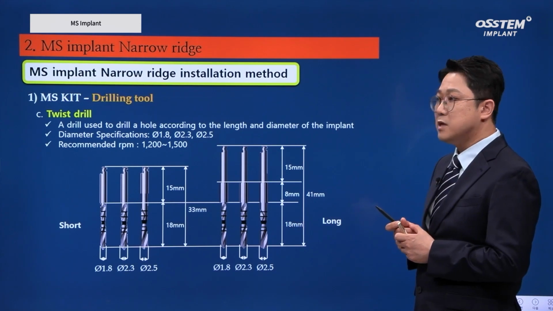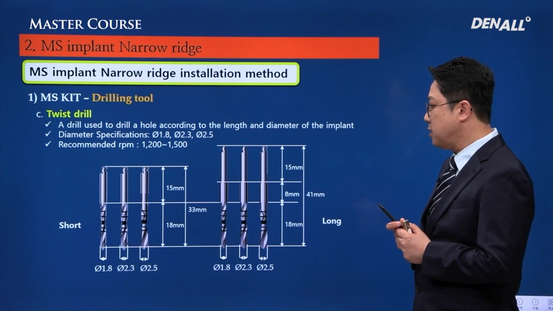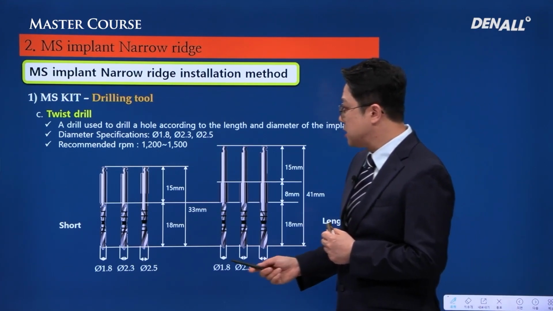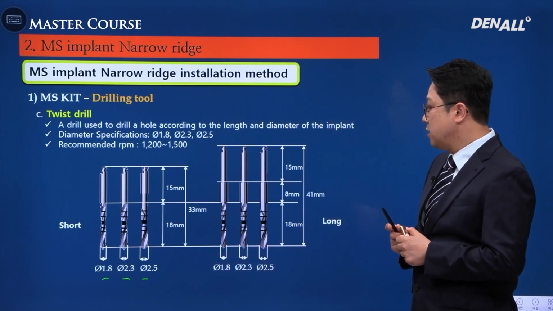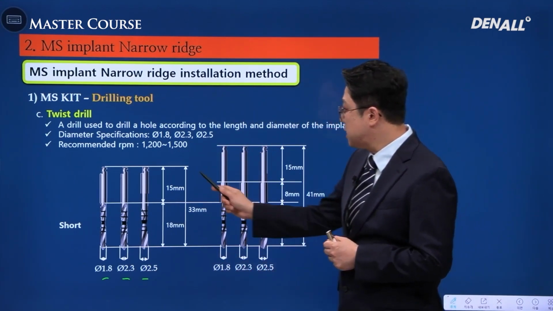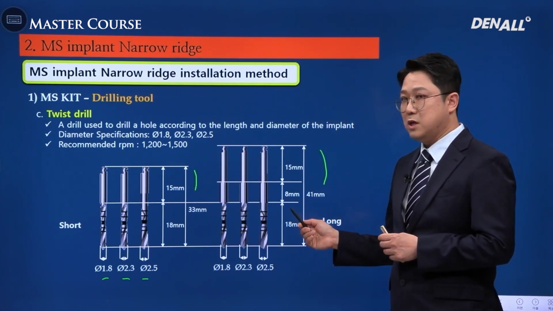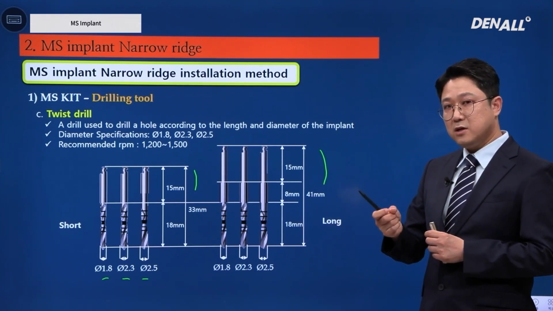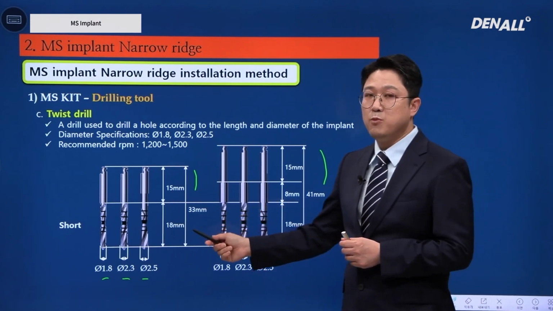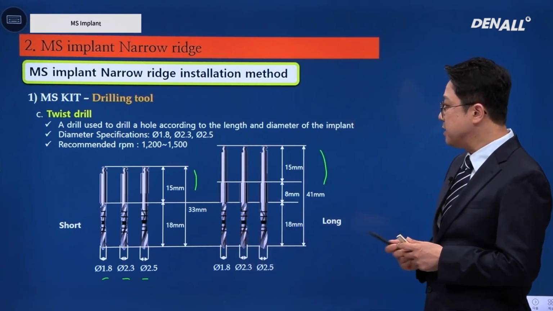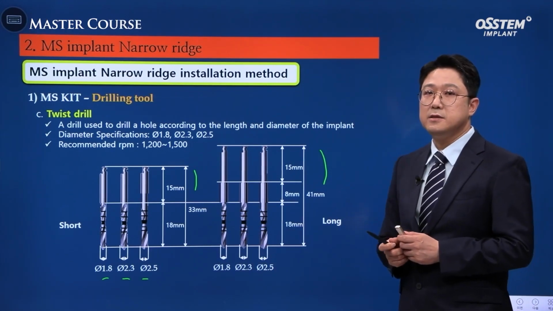When you use twist drill, you need to pay attention to the path and direction. The diameter of twist drill range from 1.8 to 2.3 and 2.5. There's the one with short shank and long shank. If there's interference with adjacent teeth, at times, visually, you cannot really see the path and placement direction if you use the short one. If you use the long one, it can be more favorable in checking the direction and the angle.